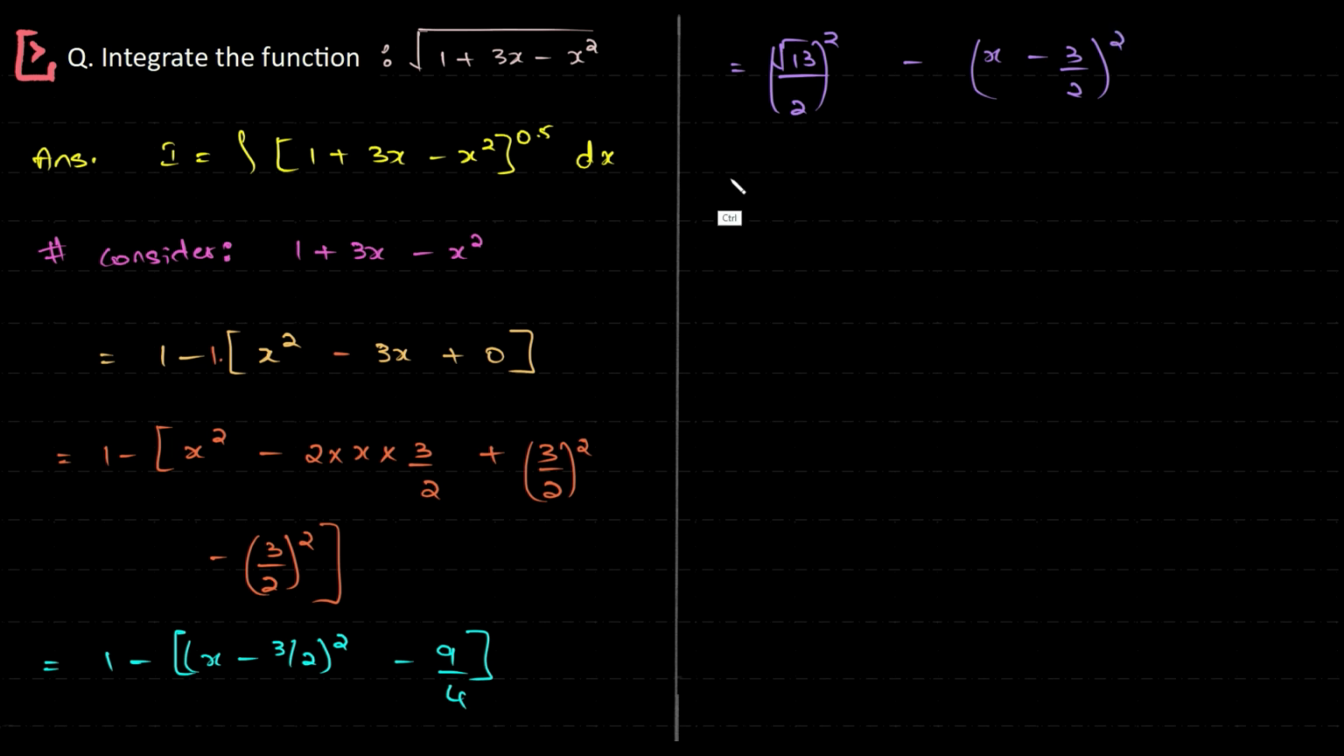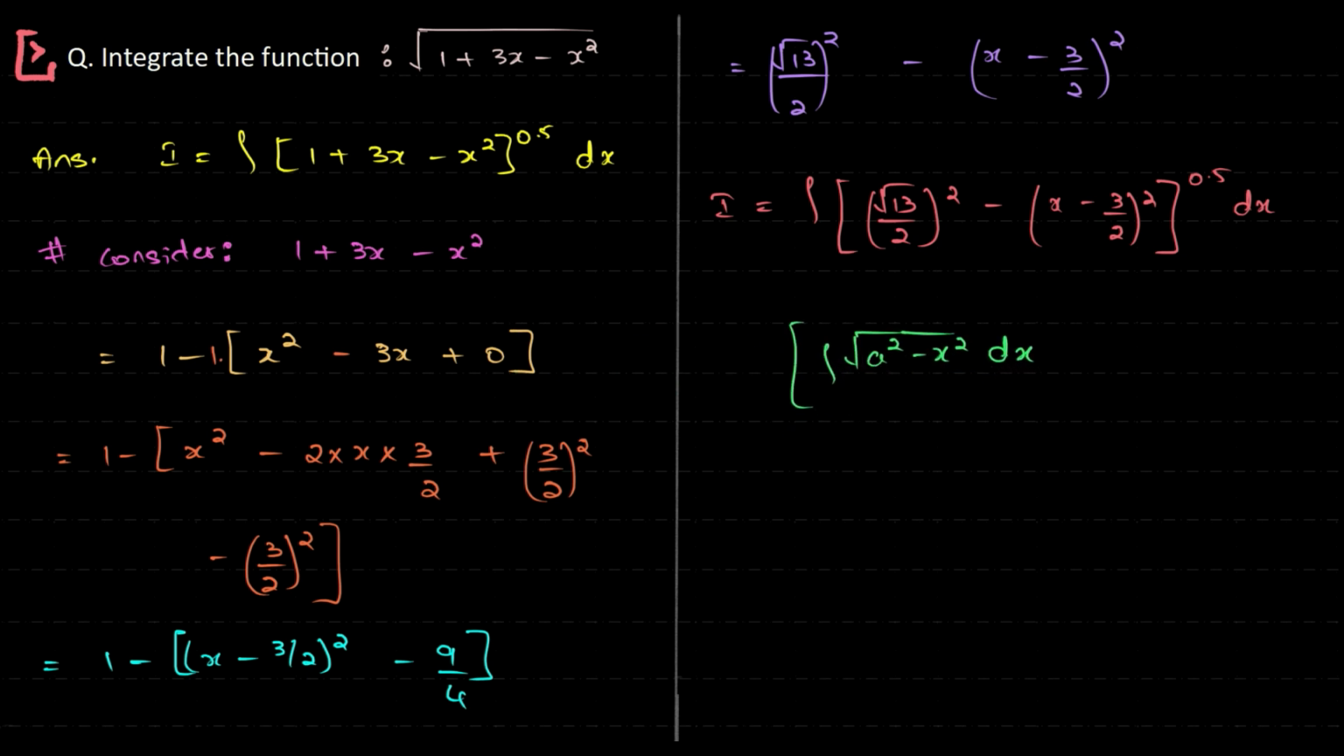So this is of what form? Yes, it's of the form a² - x² dx. Actually, I should write what it is that we are integrating. So we'll end up integrating the root of (13/2)² minus (x - 3/2)², to the power of half, dx. And then we have this particular thing.